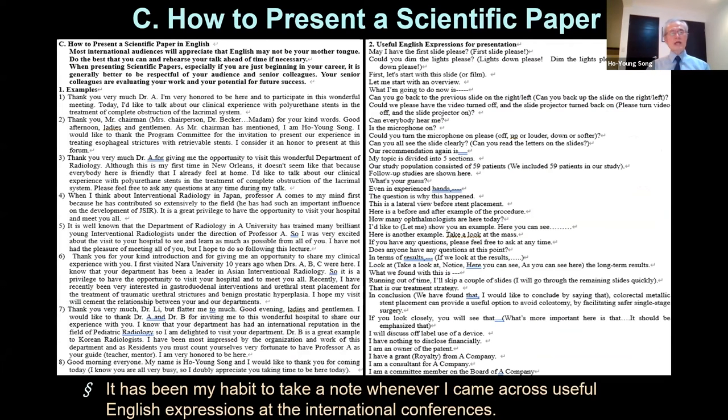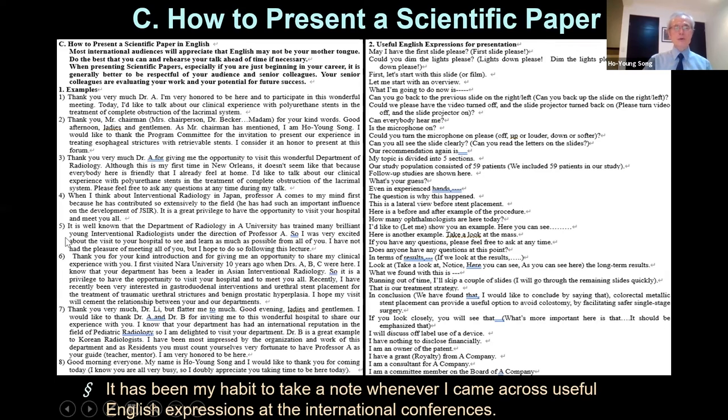And I'd like to move on to the next topic, how to present a scientific paper in English. I confirm that all of you keep my template. And it has been my habit to take notes whenever I came across useful English expressions at international conferences, because my native tongue is not English. That's why after returning home, I asked my English teacher or my American friend whether my notes were correct or not. After that, I saved the notes into my computer.